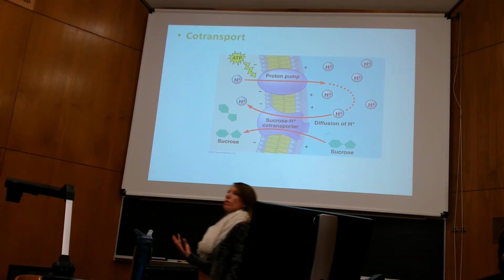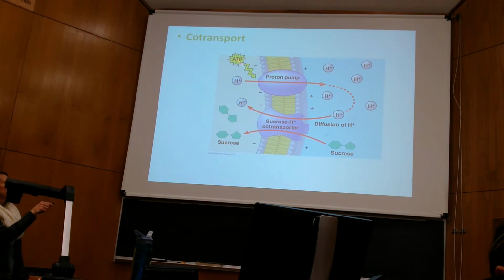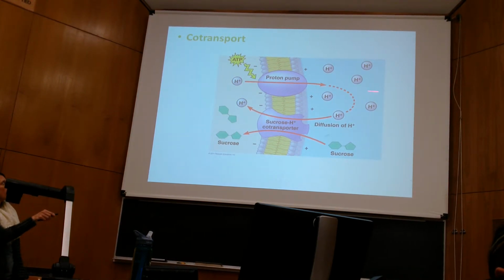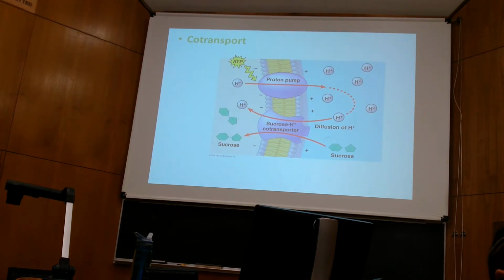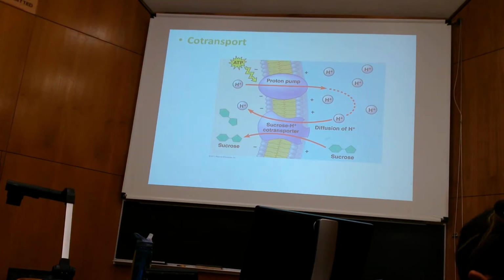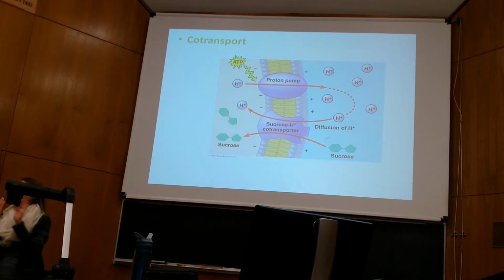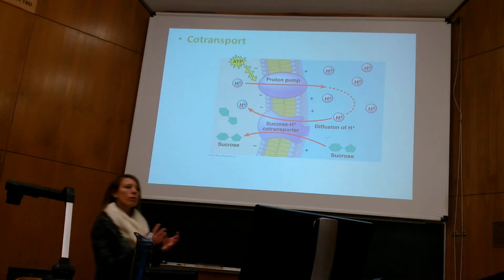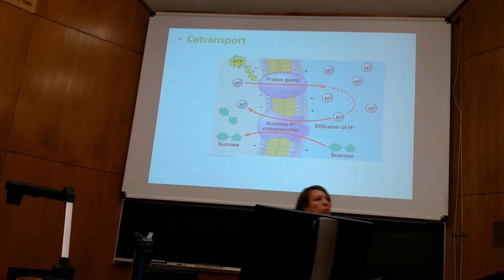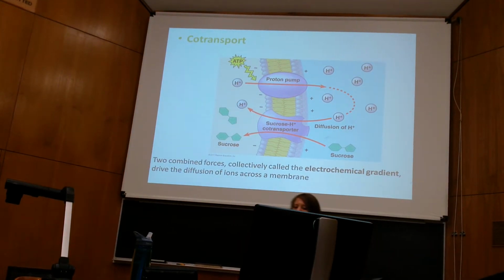So you can see this works in conjunction with the proton pump. The proton pump is using ATP to continually pump the hydrogen back out to keep this membrane potential there. And then this protein uses that potential energy to move sucrose into the cell. So the co-transport protein moves two different molecules into the cell.